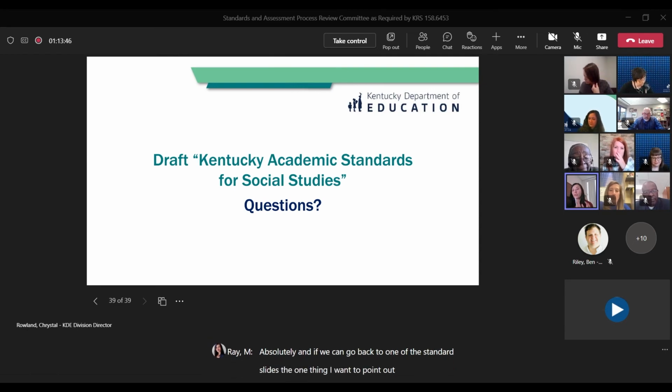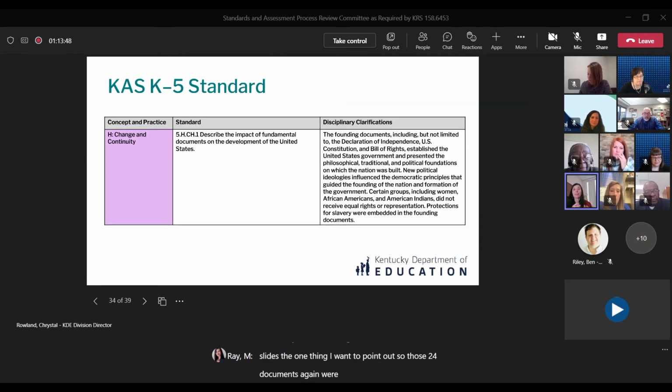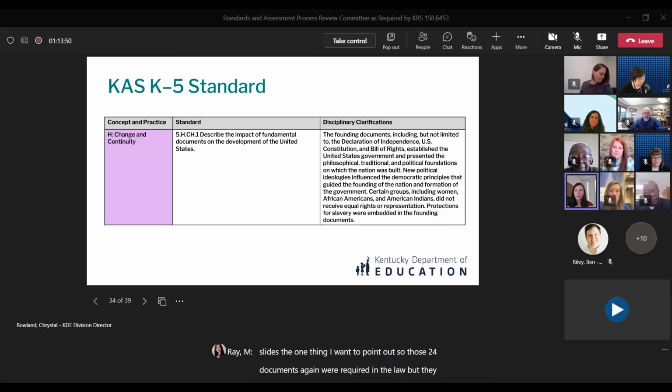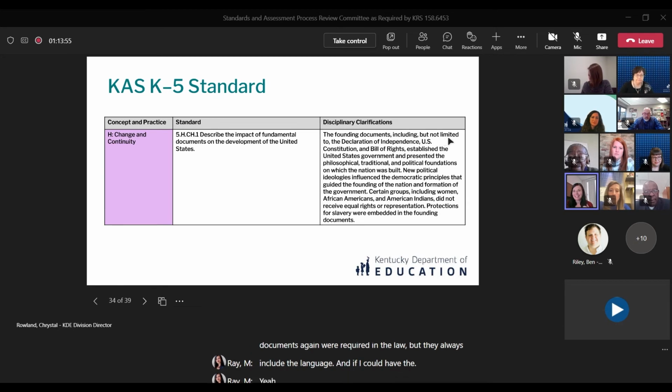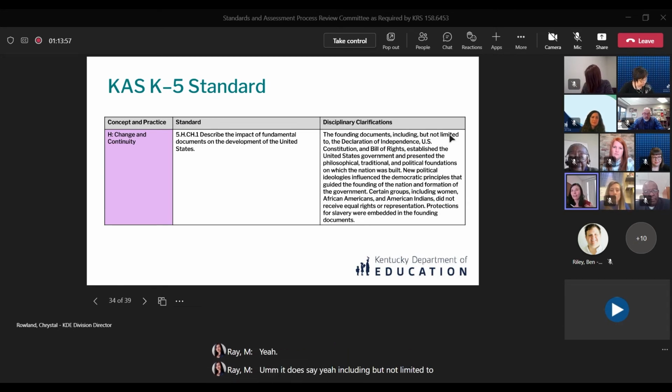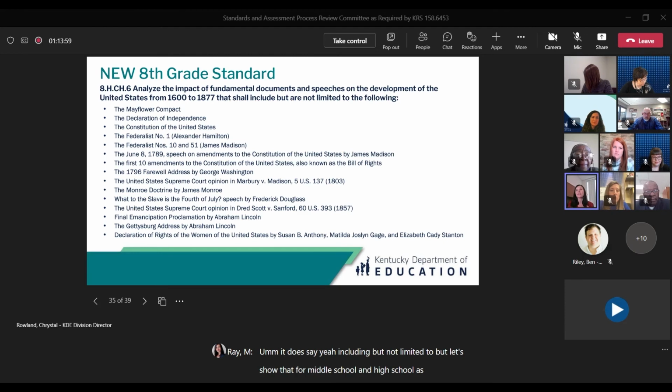to point out, so those 24 documents, again, were required in the law, but they always include the language. And if I can have the, it does say, yeah, including but not limited to, but let's show that for middle school and high school as well. So in each of the new standards, it says including but not limited to the following documents. So there are other standards, of course, beyond these two that would connect to diverse groups, and they would be able to bring those in addition to the requirement that's found within the Teaching American Principles Act.